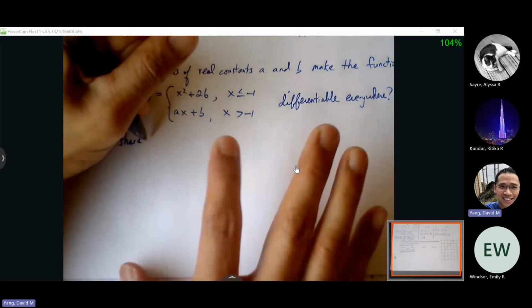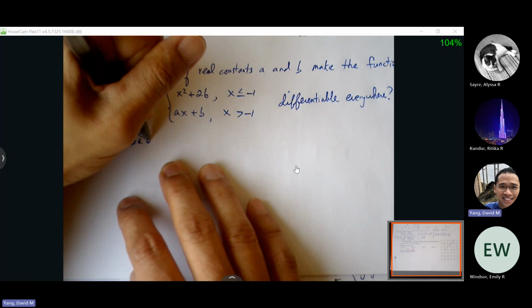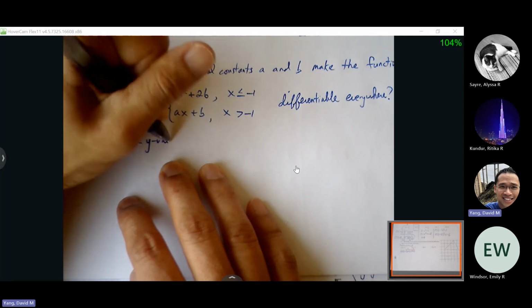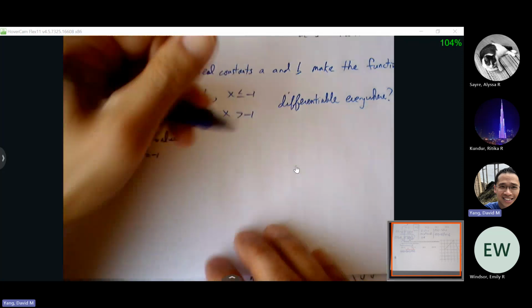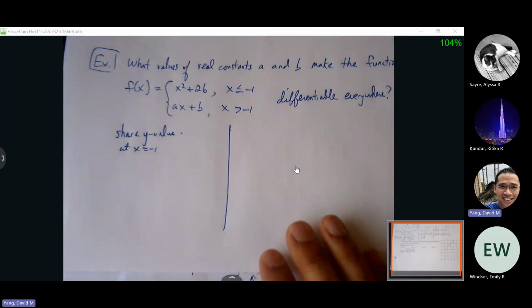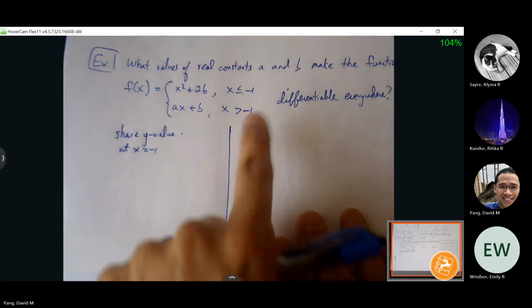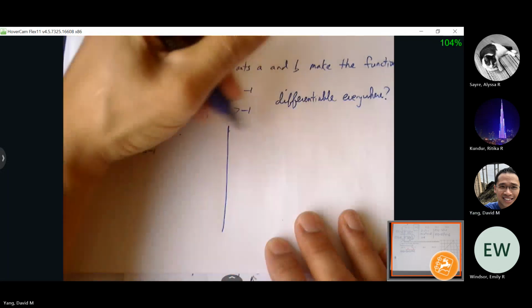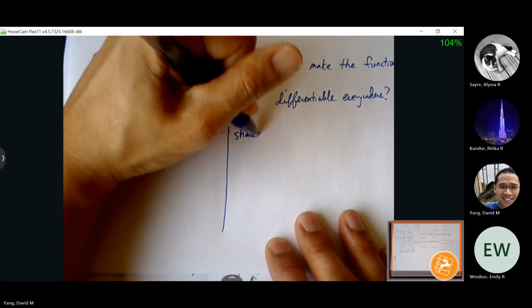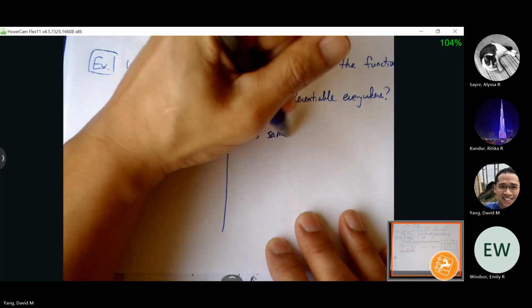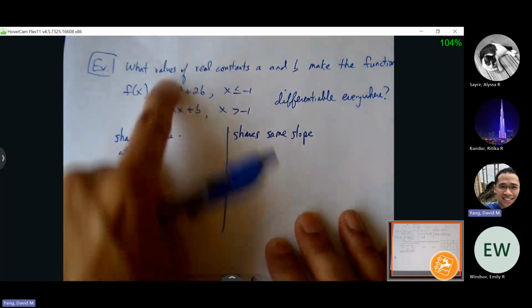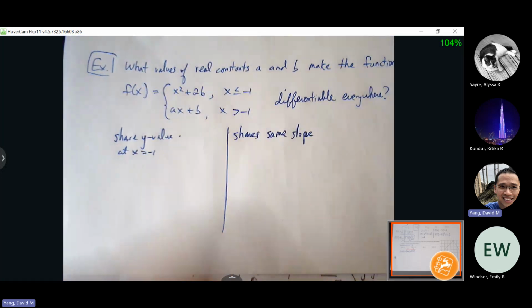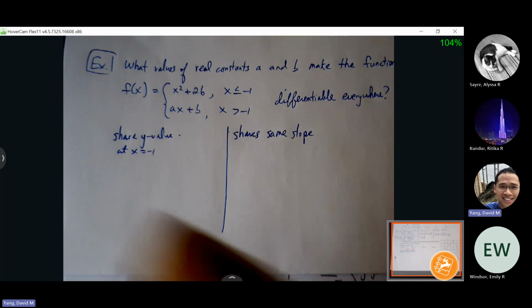Good, because it's continuous, right? It's got to be continuous. So they must share the same y value at x equals -1. And then they also must share the same what? Slope. So they share the same slope. Because they share the same y value, we can set these equal to each other, right? So that makes sense, they must connect at -1.